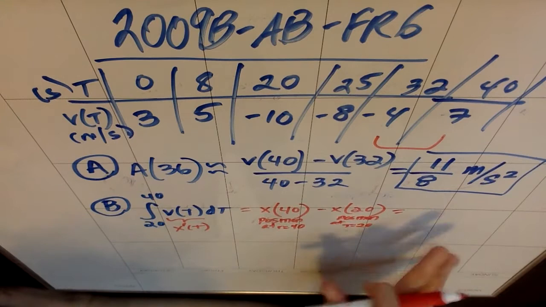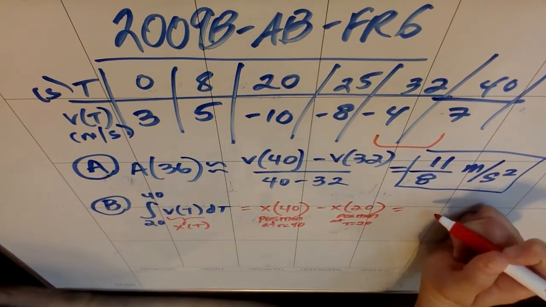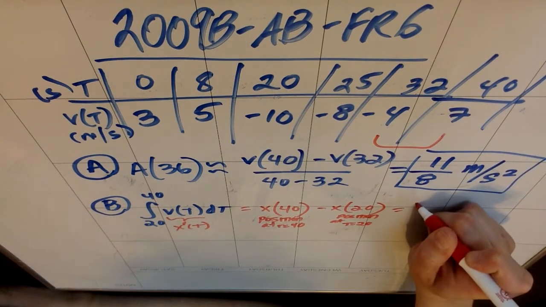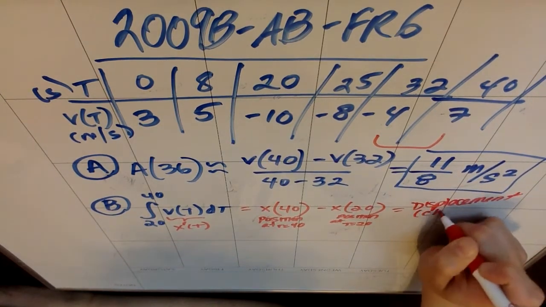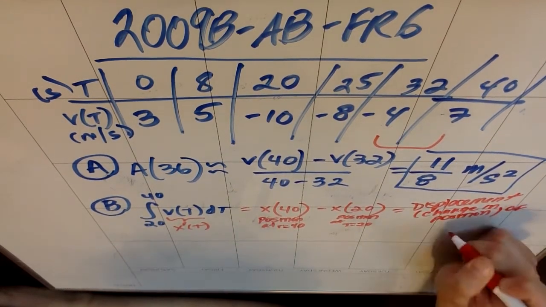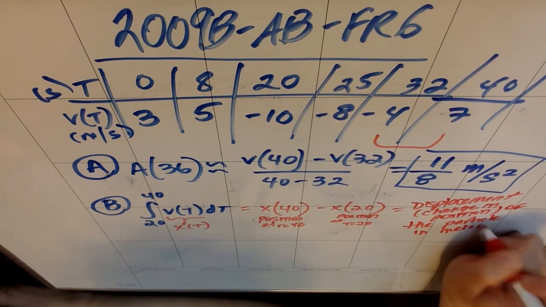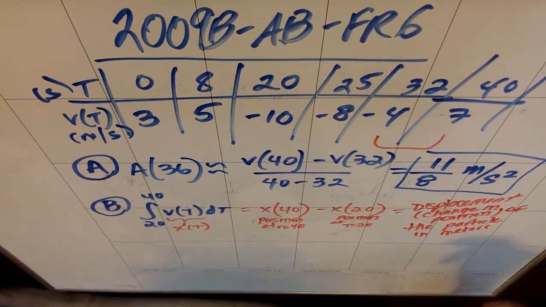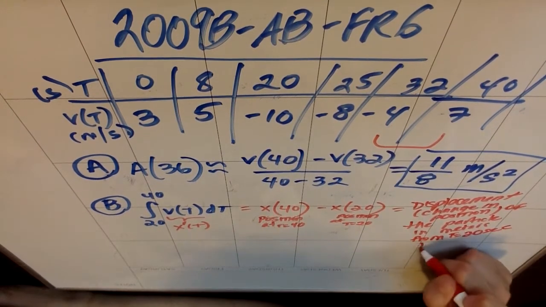So essentially what this is giving us, if we're going to communicate this, is the displacement of the particle, right? So this is its displacement in meters, from t equals 20 seconds to t equals 40 seconds. So this is the displacement, or you could say change in position of the particle in meters. Okay, and we'll go through this in a second. I'll highlight the big things you have to mention. From t equals 20 seconds to t equals 40 seconds.